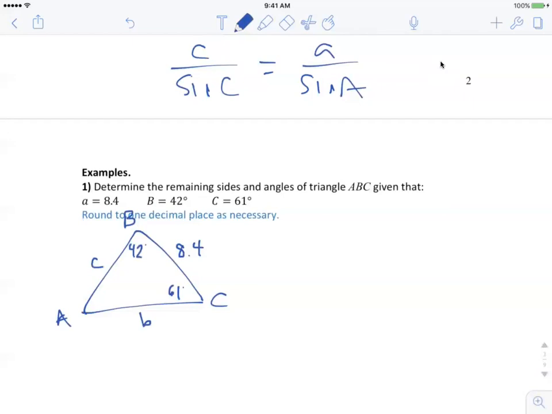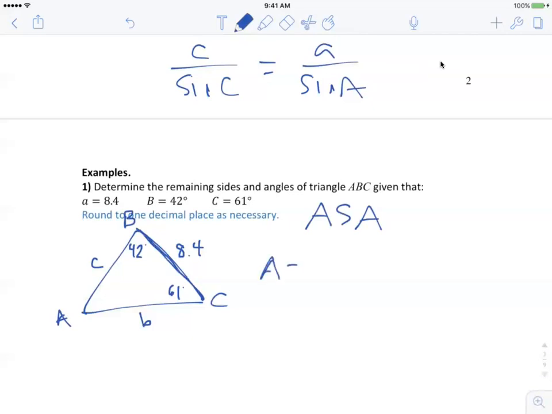Okay. So notice what case we have here. This is angle, side, angle. That's because the side that's known is right between the 2 angles that are known. In an angle side angle case, the first thing to do, or the easiest thing, is to find the 3rd angle. Right? So let's get A first.